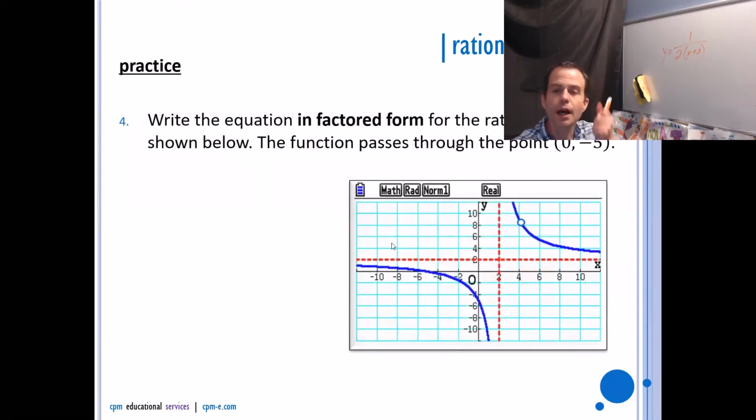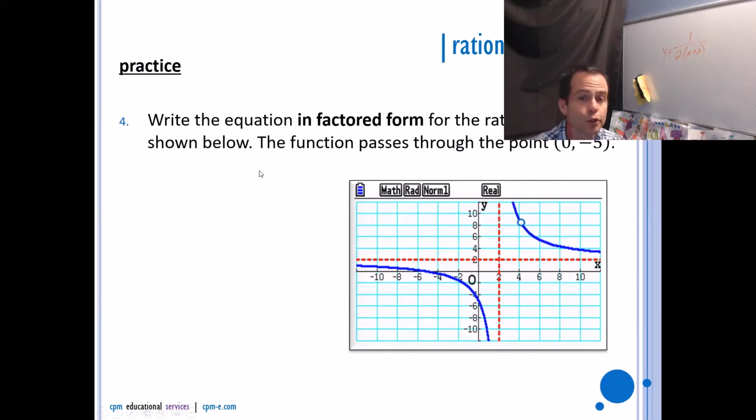All right, write the equation in factored form for the rational function shown below. The function passes through the point 0, -5. So the fact that I know it passes through the point 0, -5, that's my friendly point that I'll plug in for x and y and solve for a. Okay, so you always want to algebraically solve for a. Even if you think you know what a is, kind of based on where that horizontal asymptote is, which is awesome that you can see that, algebraically solve for a, okay?